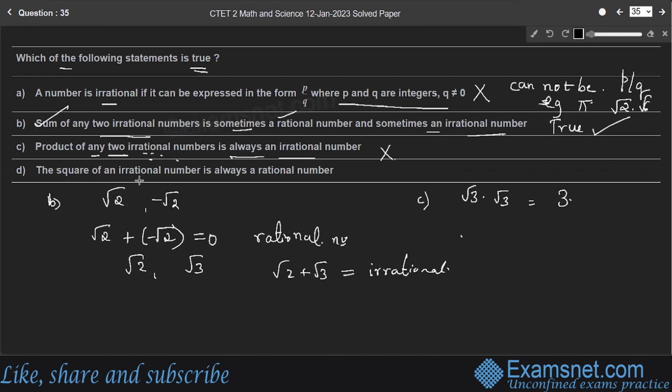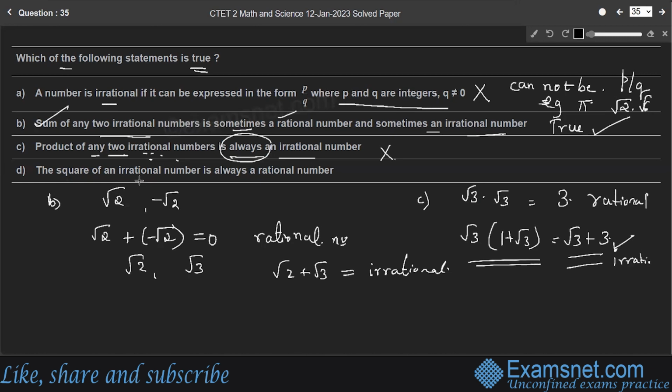For example, the product of any two irrational numbers, they are asking. So root 3 into 1 plus root 3, the product of two irrational numbers. So you will get root 3 plus 3, right? So again, an irrational number. So sometimes it is a rational number, 3 is a rational number. And in the second case, 3 plus root 3 is an irrational number. Therefore, a false statement, because it is given that it is always an irrational number.